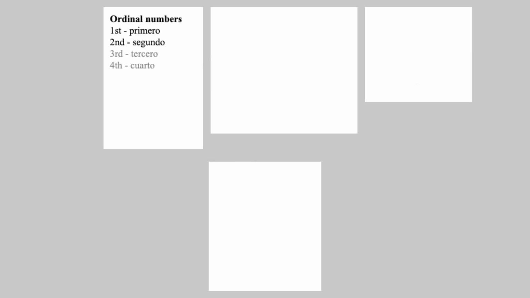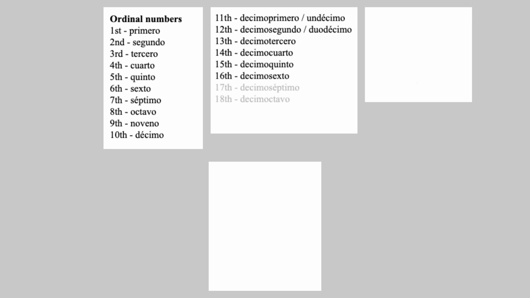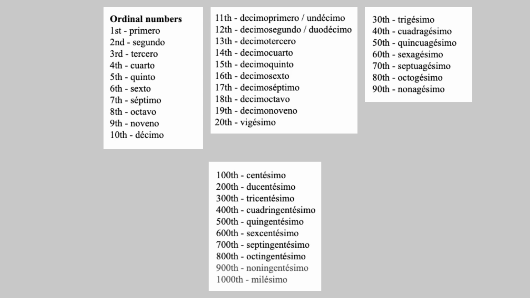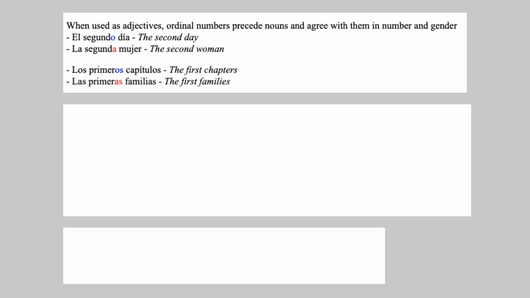These are ordinal numbers. When used as adjectives, ordinal numbers precede nouns and agree with them in number and gender. El segundo día, la segunda mujer. Los primeros capítulos, las primeras familias.